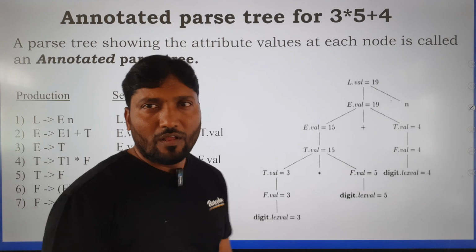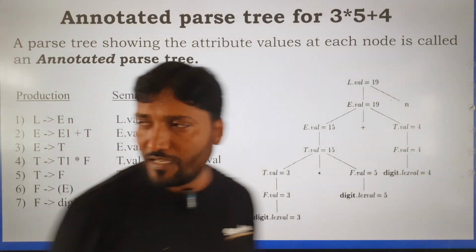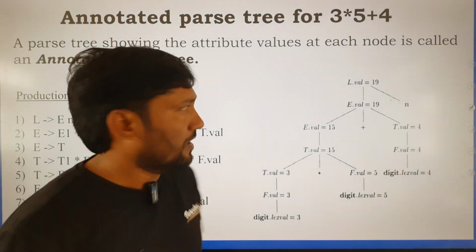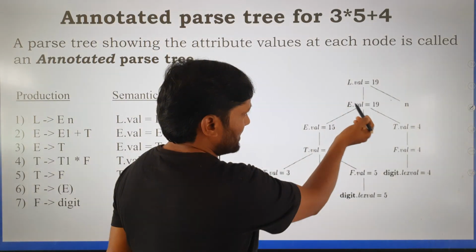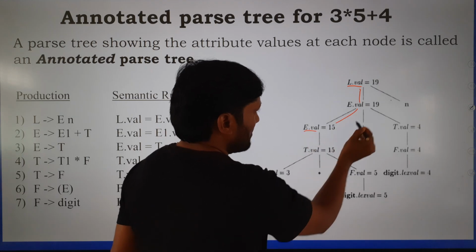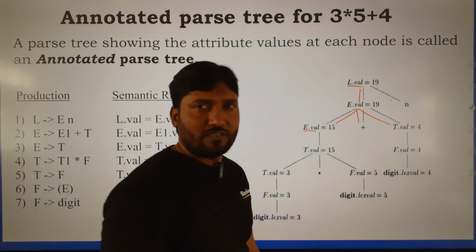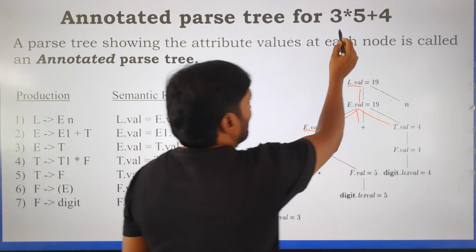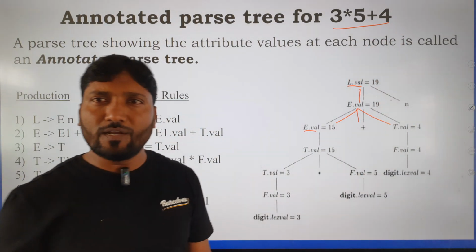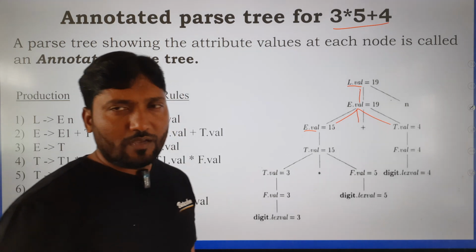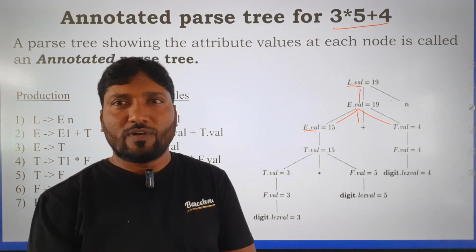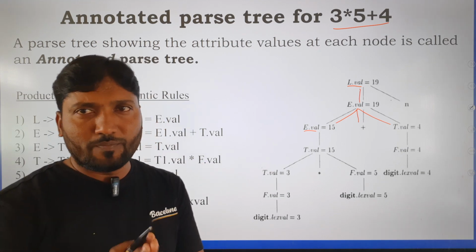Now let us see here. Okay, so what is the given production here? That is L derives E and E derives E plus T. Okay, so that is L derives E, L derives E and E derives E plus T. This annotated parse tree is to evaluate 3 into 5 plus 4. What is 3 into 5 plus 4? 19. Okay, we will see later how we get the 19 here. So, first of all try to understand how to construct the annotated parse tree.